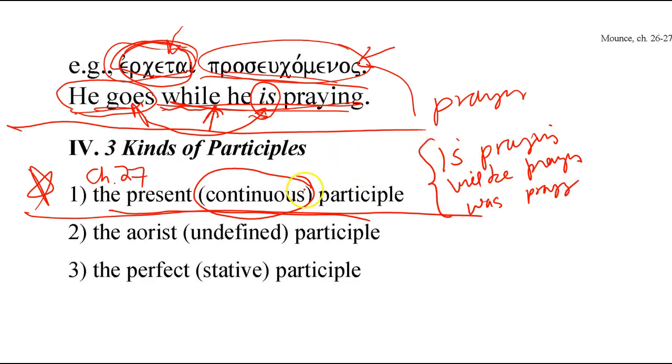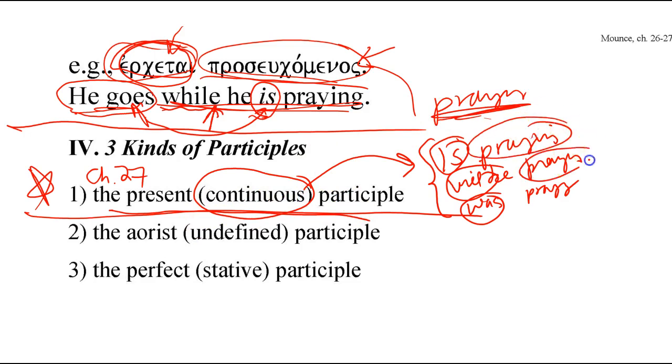The whole emphasis here is that the time, is, will be, or was, is going to be dependent on what main verb proseuchomenos is attached to, and what you're trying to translate with the present participle is the fact that it's continuous. Praying, it's a process. Whereas with the aorist participle, you're going to learn to translate this a different way, where the undefined aspect of the participle is being emphasized.